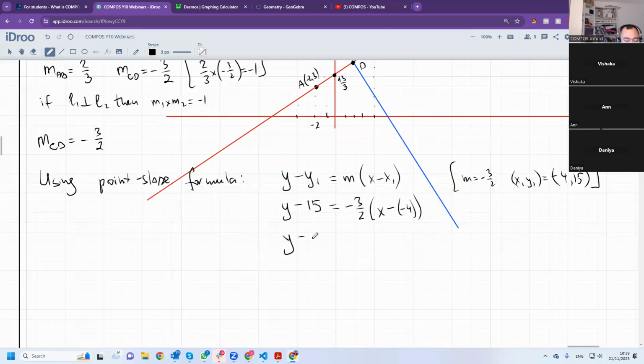And then I can do y minus 15 is equal to minus 3/2 x plus, because it's going to be plus 4, so minus 3/2 times 4.